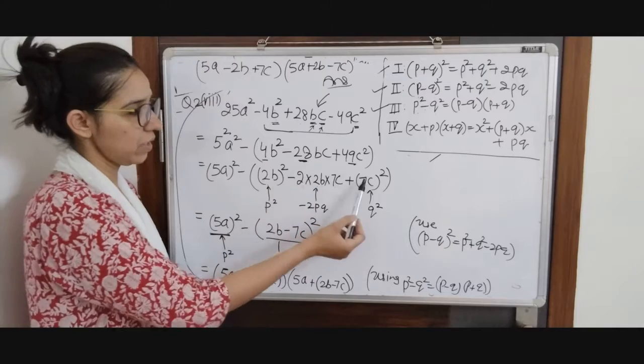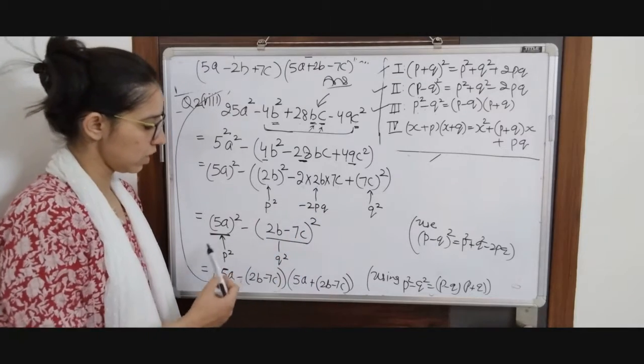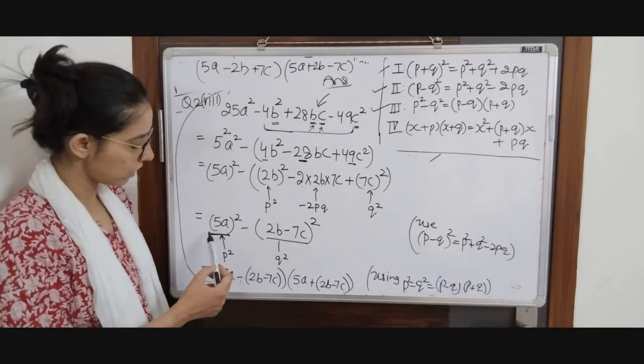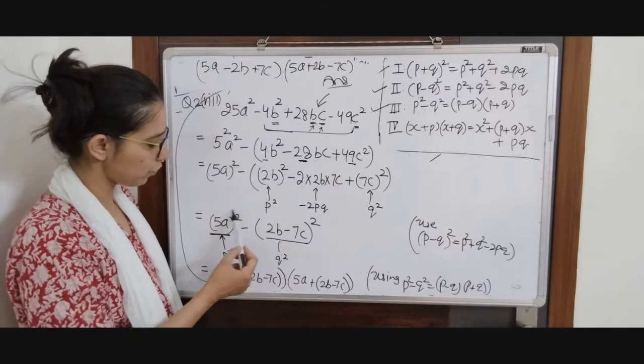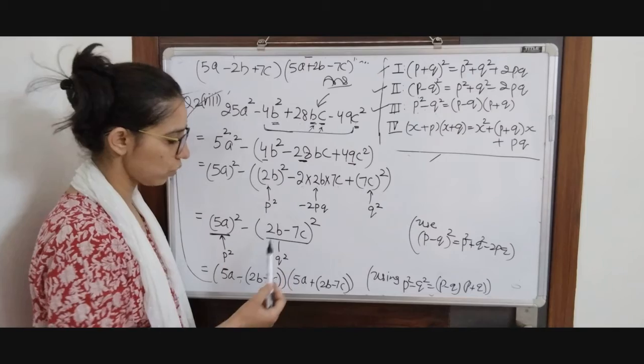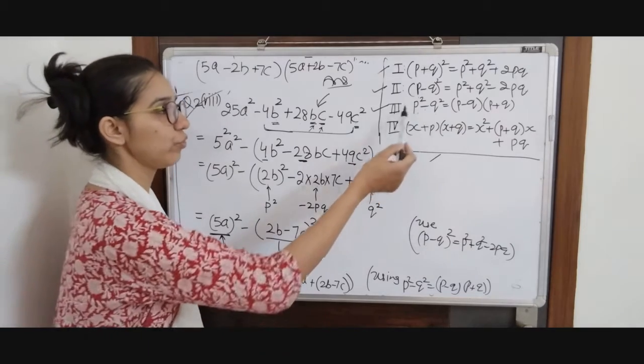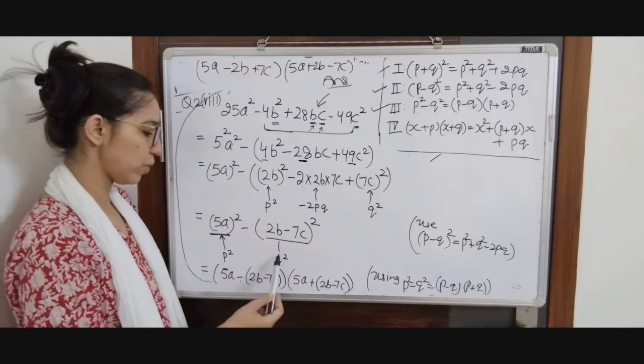We will write (p minus q) whole square this. But we are not done yet. We will have to apply another identity again. This is your first term square minus second term plus whole square. It means we have to use this third identity, which was p square minus q square.